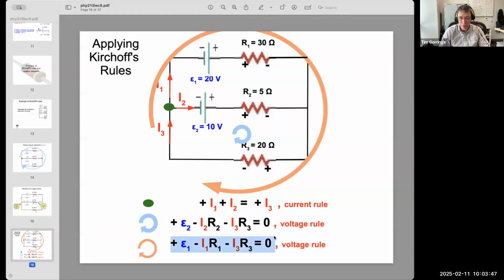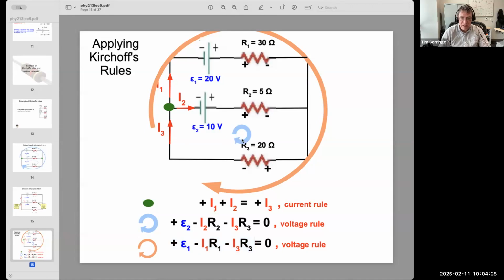This is the equation for the peach loop. Here's the battery, epsilon 1, a 20-volt change. Here's the second term, the potential decrease when I walked across resistor R1 due to the current I1 flowing through it. Here's the potential decrease as I walk through the resistor R3 due to the current I3 flowing through it. I add all those up. Notice that one is positive, the battery, and the other two, the resistors, are negative. They add up to 0. That's Kirchhoff's voltage rule for that outer peach loop.